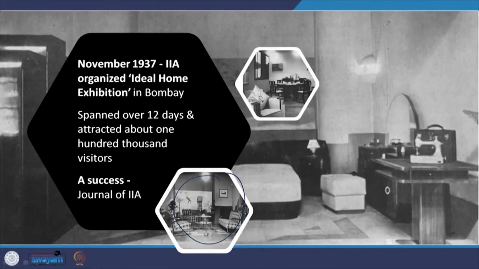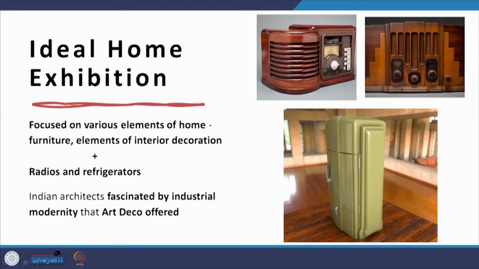So you can see in these pictures the layout of a living room or a dining room, or the picture behind that of a bedroom is all in the Art Deco style. And not only the space itself, but also it was focused on various elements of the home: furniture, elements of interior decoration, radios and refrigerators, because all of them were being produced with the Art Deco style in mind. So Indian architects were fascinated by the industrial modernity that Art Deco offered.